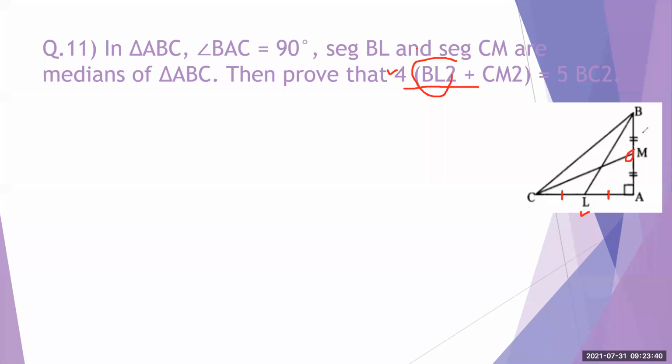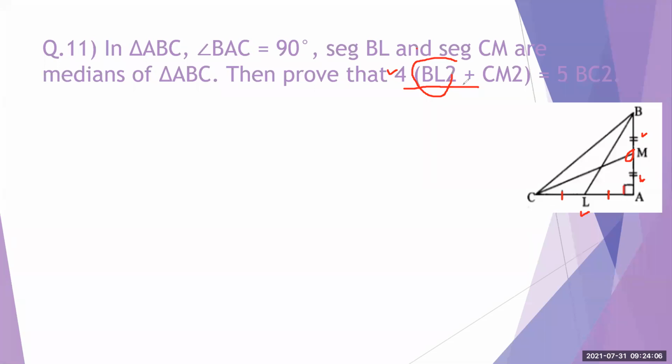That means this BM and AM both are equal, or we can say that AM is equal to BM is equal to half of AB. Why? Because they are the medians. Medians mean they are dividing them into equal parts. Then we have to prove this one. So what we require? We require BL square, CM square और BC square. तो सबसे पहले ये हमें कहाँ से मिल रहा है वो देखना है. Look here, this is a 90 degree angle दिया है.